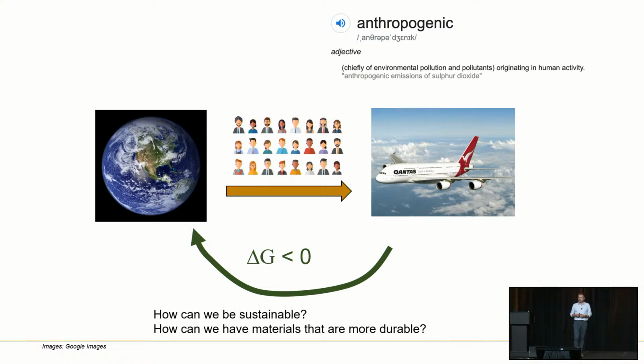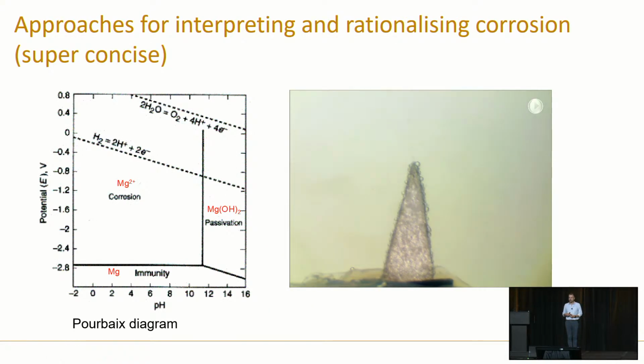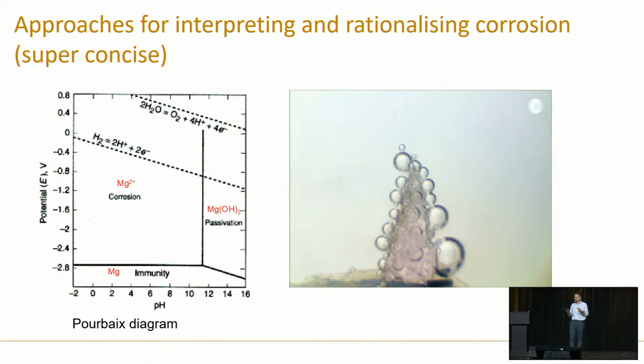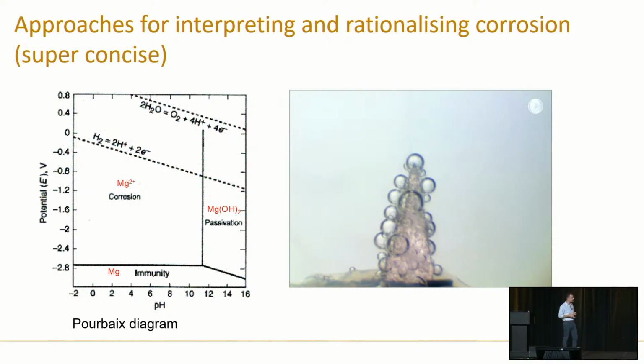But in terms of social responsibility, the question is always there: how can we be more sustainable to avoid this? And of course, how can we have materials that are more durable to allow this? And so I'm going to talk about passivity a little bit, for rationalizing corrosion. It's going to be a bit of a crash course in case some of you haven't done anything with corrosion before. But probably about 70 or so years ago, things like Pourbaix diagrams started to become important.